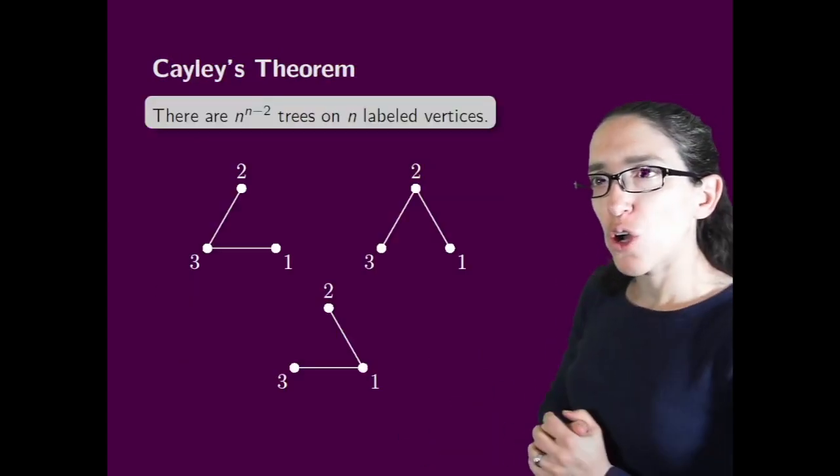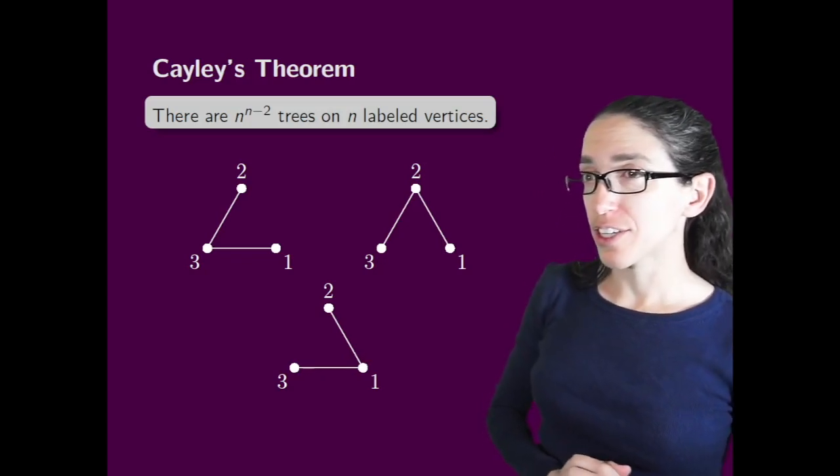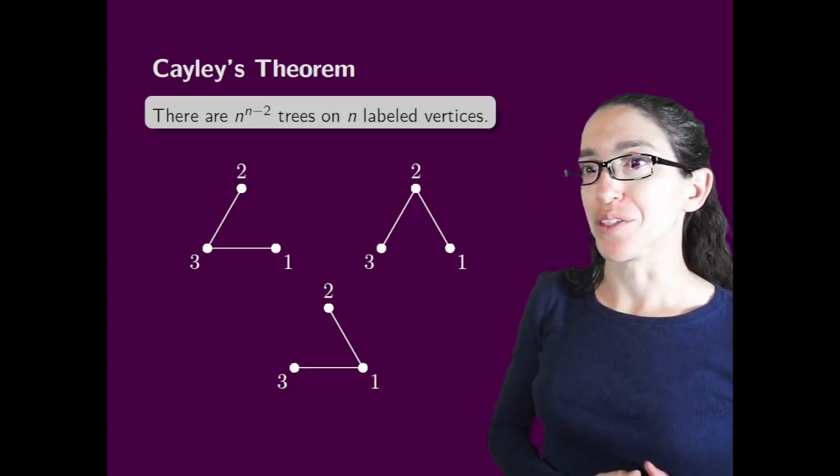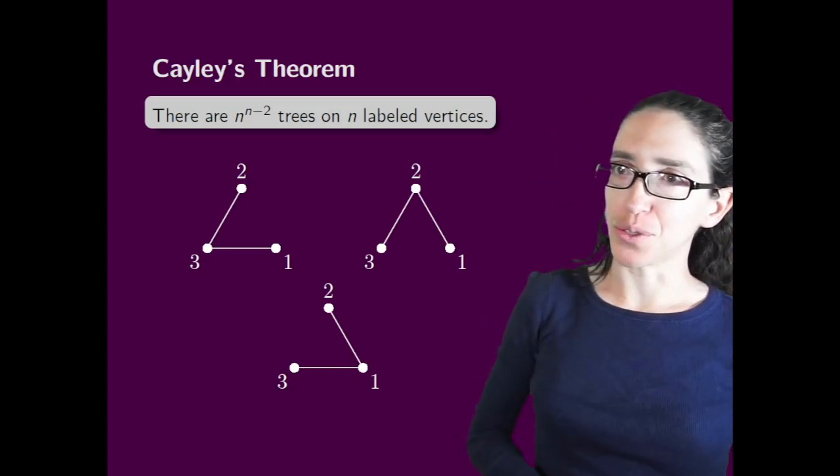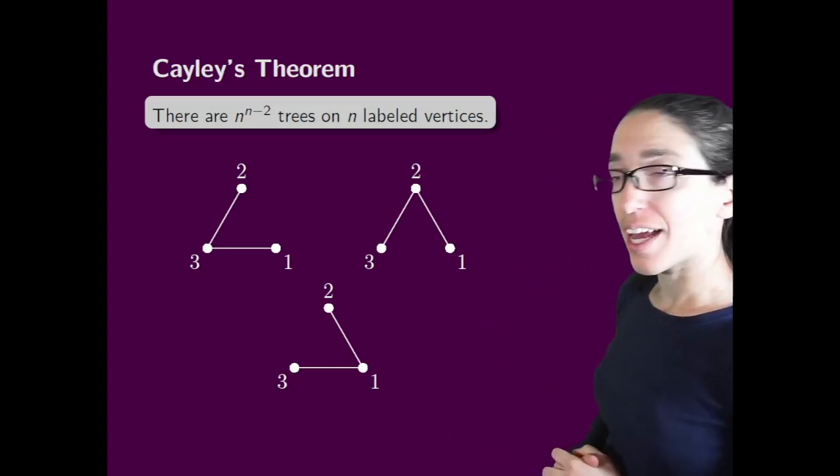Now let's ask, how many trees are there? That's a really hard question if they're unlabeled, but if they're labeled, there's a very nice answer called Cayley's theorem. There are n to the n minus 2 trees on n labeled vertices, and it's fun to play with.